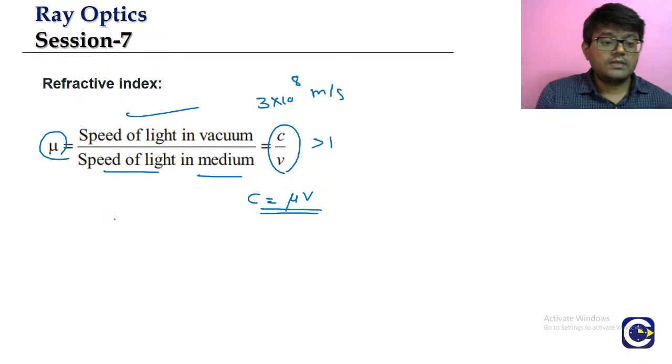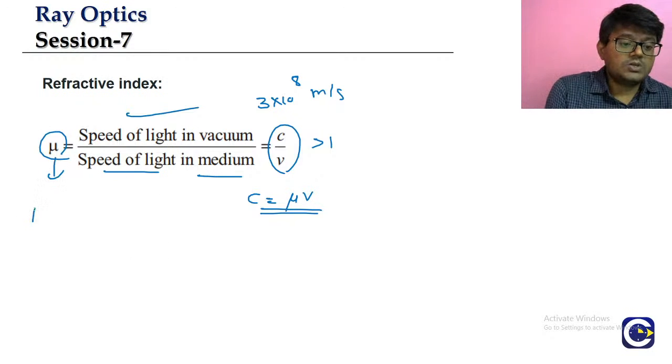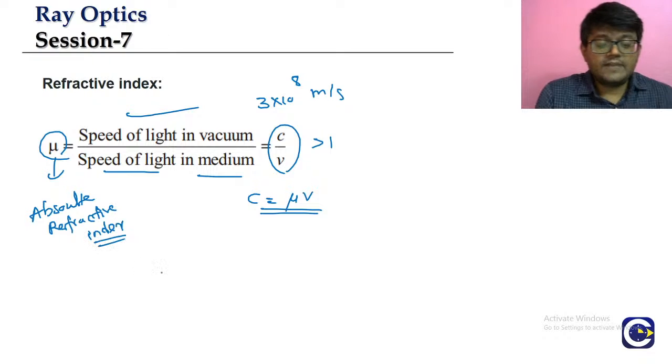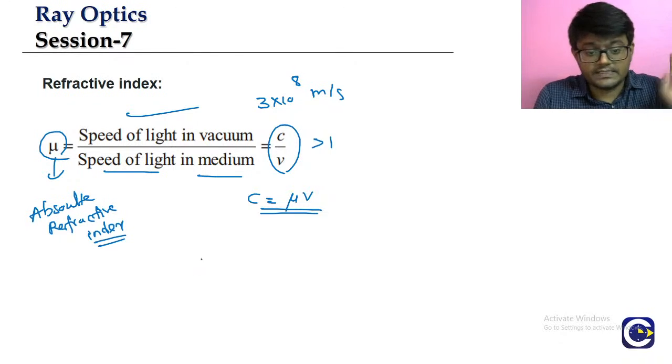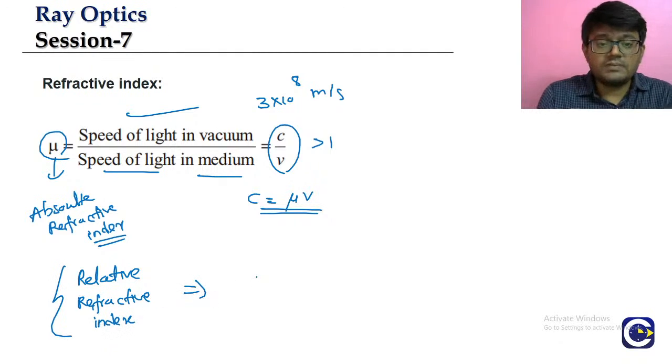But when we talk about the refractive index, this mu is also called the absolute refractive index. That is the refractive index of the medium that we measure when we compare the speed of light in the medium with the speed of light in the vacuum. That is why we call it the absolute refractive index. There is one more quantity or term called the relative refractive index. Sometimes it is also worded like this.